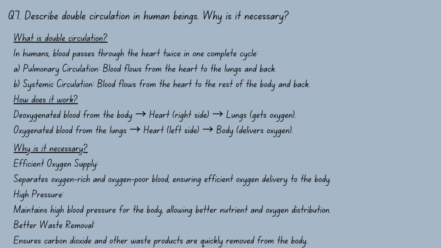Now let's understand how it works. Deoxygenated blood from the body goes to the heart, right side, then to the lungs, where it gets oxygen. Oxygenated blood from the lungs goes to the heart, left side, then to the body, and delivers oxygen. Why is it necessary? Efficient oxygen supply: it separates oxygen-rich and oxygen-poor blood, ensuring efficient oxygen delivery to the body.